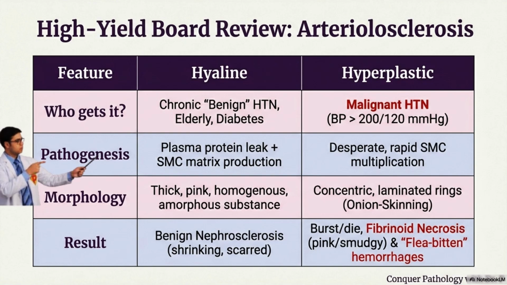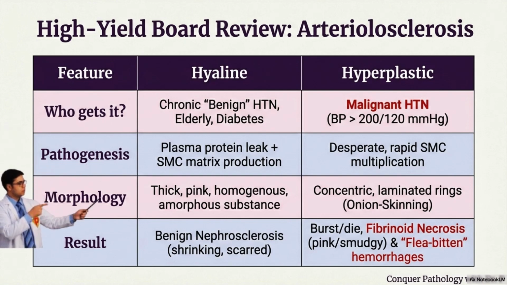Pathogenesis. Hyaline is caused by a plasma protein leak and SMC matrix production. Hyperplastic is a desperate rapid SMC multiplication. Morphology. Hyaline is a thick pink homogeneous amorphous substance. Hyperplastic shows concentric laminated rings, the classic onion skinning.